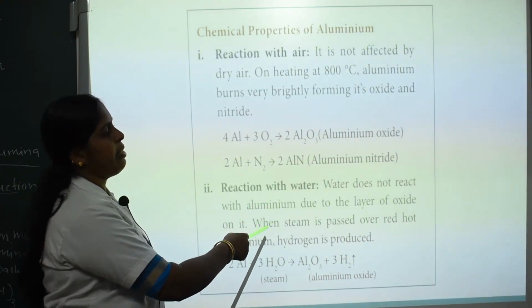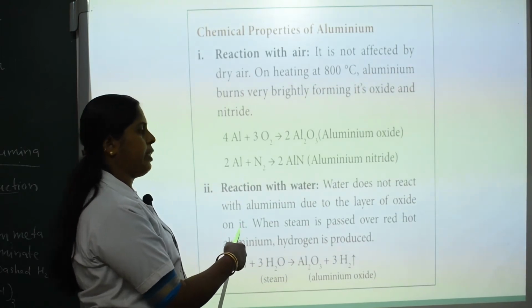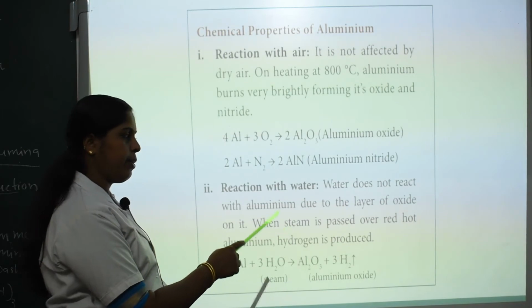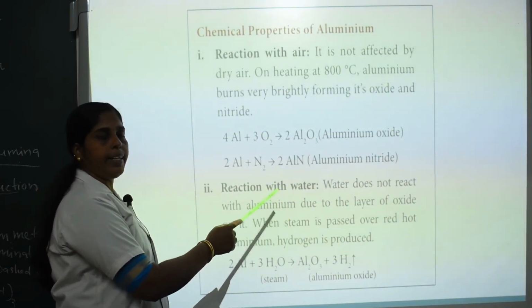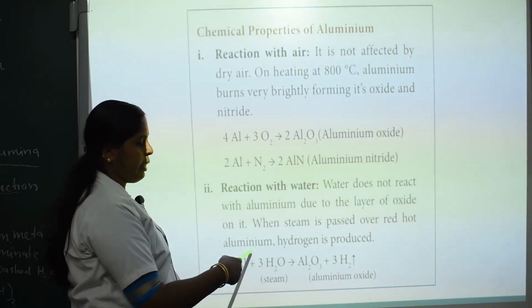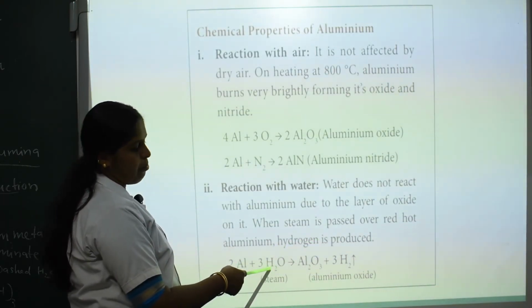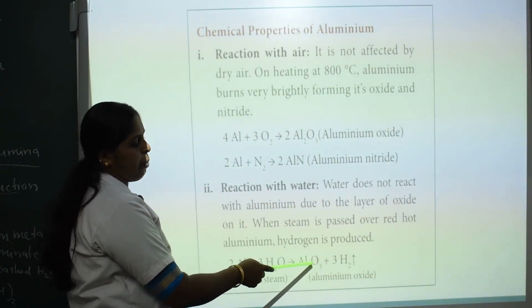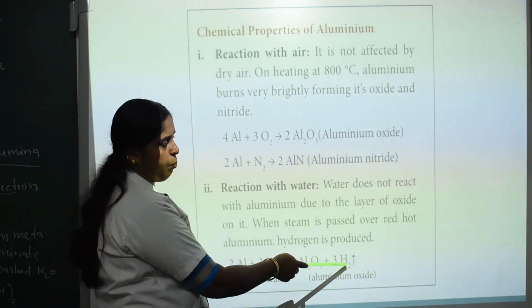Reaction with water: water does not react with aluminium due to a layer of oxide on it. We know that because of tarnishing, aluminium forms a layer of oxide on it. Aluminium oxide forms on its surface. So water does not react with aluminium, but when steam is passed over red hot aluminium, hydrogen is produced. Aluminium plus steam, H2O, forms aluminium oxide Al2O3 and hydrogen gas.